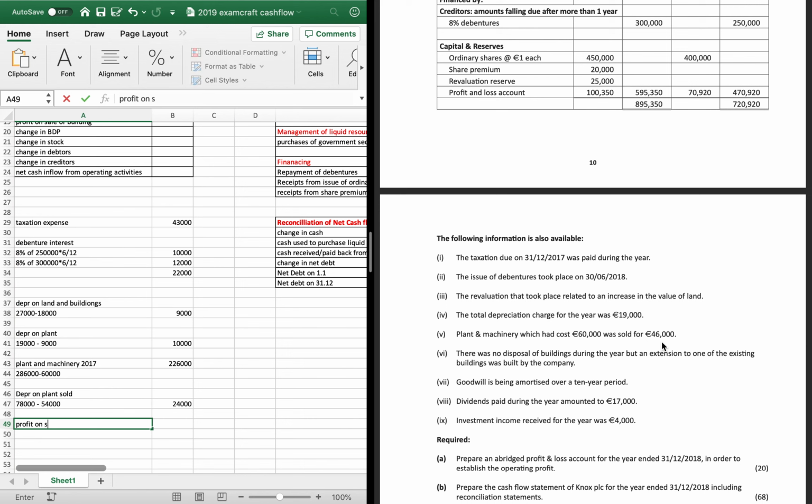So the profit on the sale: the value is 60,000 minus the 24,000, which is 36,000. You got 46,000 for it. So therefore the profit has to be 10,000. You got 46,000 for something that was worth 36,000.